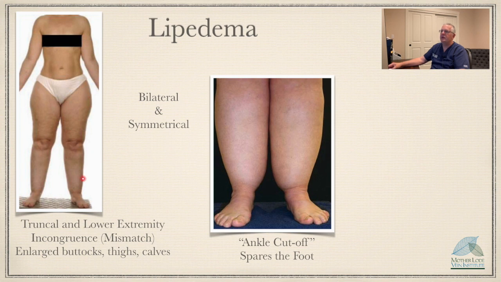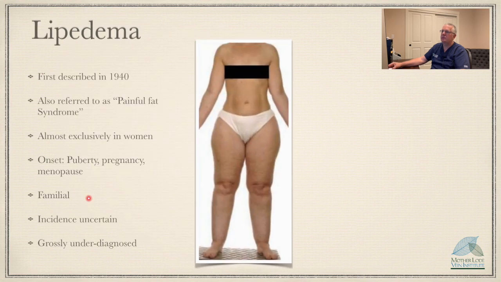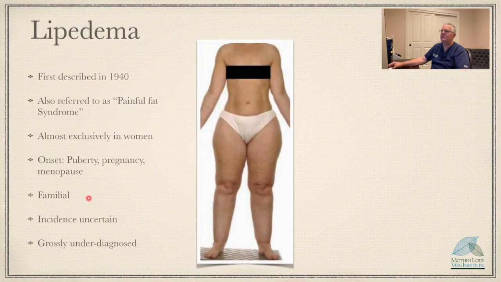There's typically an incongruence. It'll be in a female, and she'll have a pretty normal looking waist or a thin waist relative to the trunk. So it's truncal to extremity incongruence or mismatch. This would be the lipedema grade 3 because involving the entire thighs as well as the legs with ankle sparing.